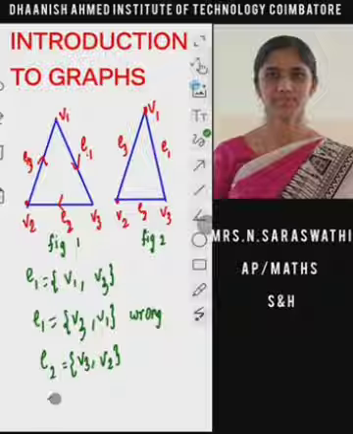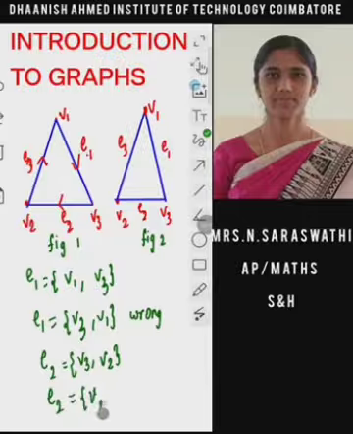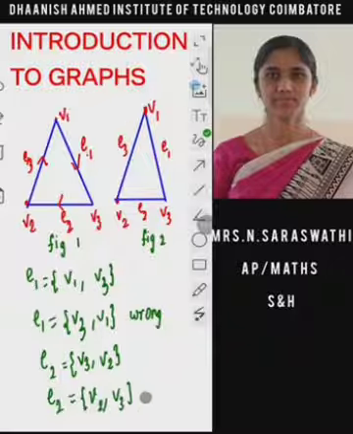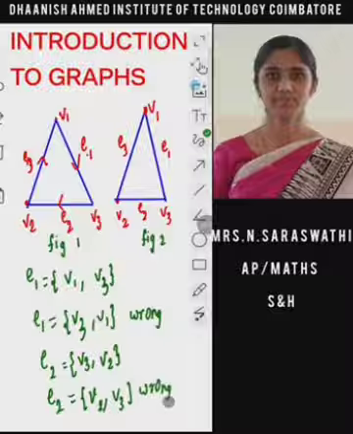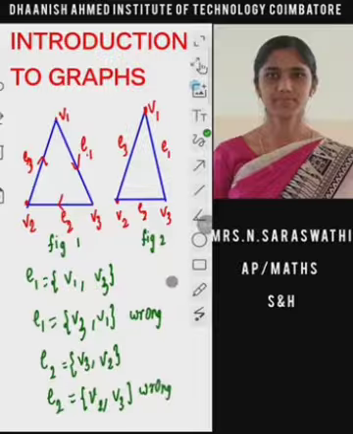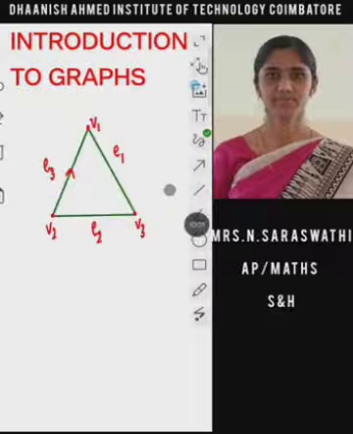We should not write it as V2, V3. This representation is wrong. But whereas in figure 2, we can change the order because in figure 2, the direction is not given. Okay. Now consider this graph.